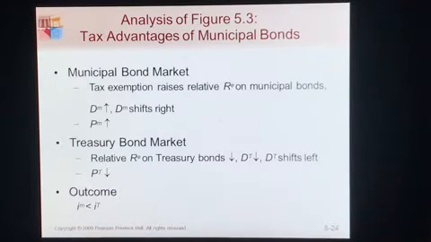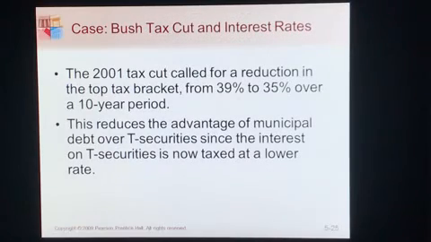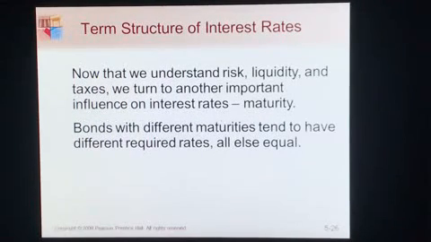So the outcome will be that the interest on the municipal bond will always be lesser than the treasury bond interest. Here is an example case. You can just go through this case by yourself to get a clearer and better understanding of the concept. It's the case from the Bush tax cut and the interest rate during 2001, when President Bush decided to cut the taxes, to lower the taxes.